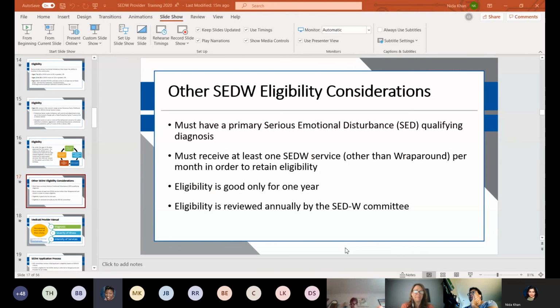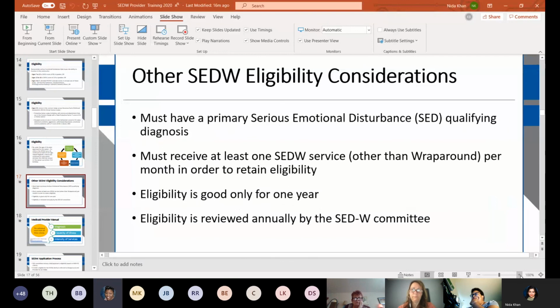Other considerations, please note that they must receive at least one SED waiver service other than wraparound per month in order to retain eligibility. Let me take a brief moment. I don't want to go on too long because that's something we will probably have to talk about in another training, which we've identified after one go-around with this. But wraparound is currently the only mandated service for the SED waiver, but they are also required to participate in any of the other ancillary services as well.